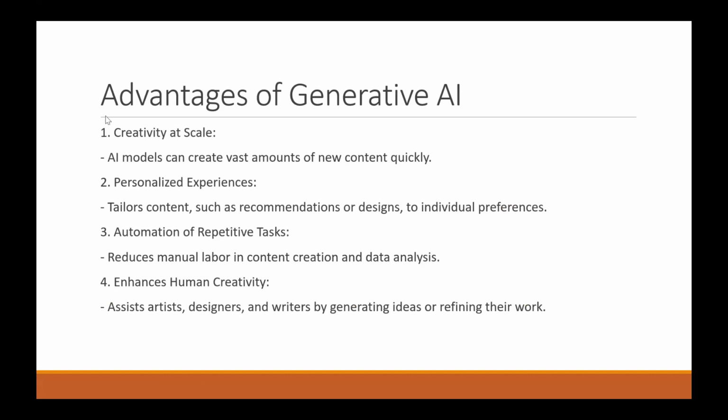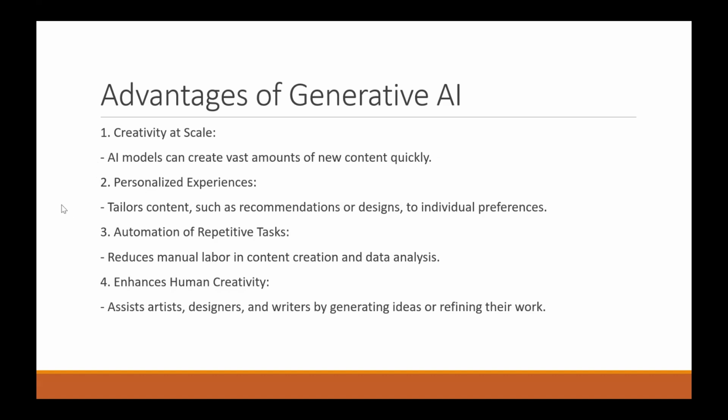Advantages of generative AI. The first one is creativity at scale. AI models can create vast amounts of new content quickly. Like if you want to write one email or one quick paragraph, it can write that in just a few seconds. It can create a vast amount of content. It can create a video for you, it can create audio for you, it can create images for you, all those things very quickly.